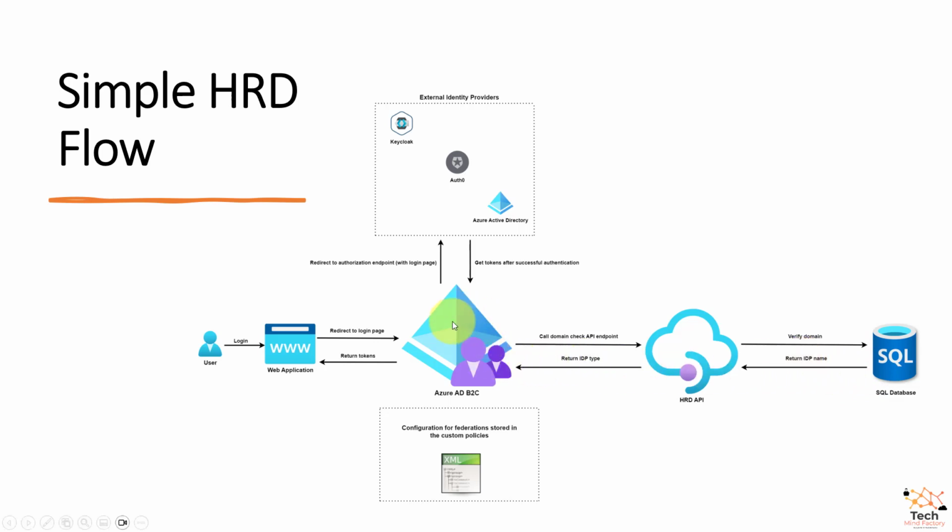So when the user provides an email, Azure AD B2C calls the HRD API. The HRD API verifies the domain in the SQL database, and we have the information about the IDP name, so the identity provider name. This name is returned to Azure AD B2C, and because we have the configuration for federation stored in the custom policies, Azure AD B2C can decide which federation or which identity provider should be used, and the user is redirected to the login page.